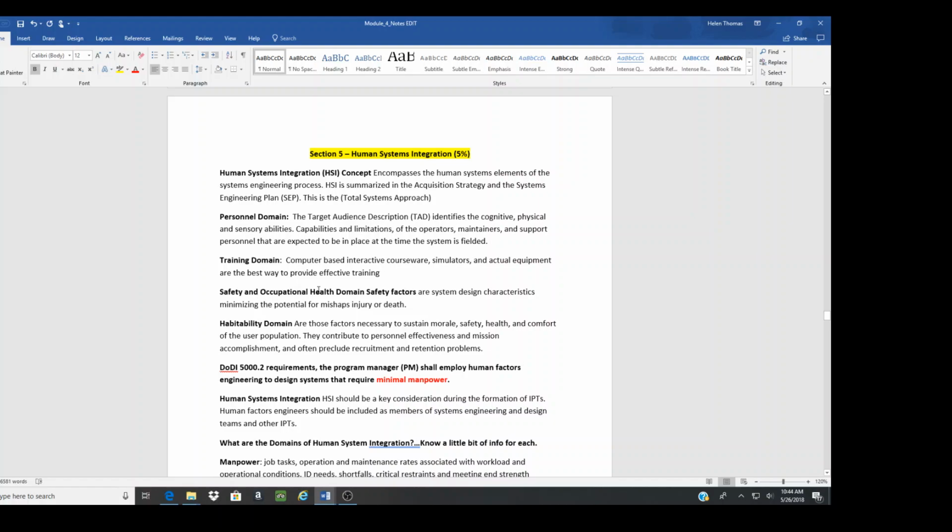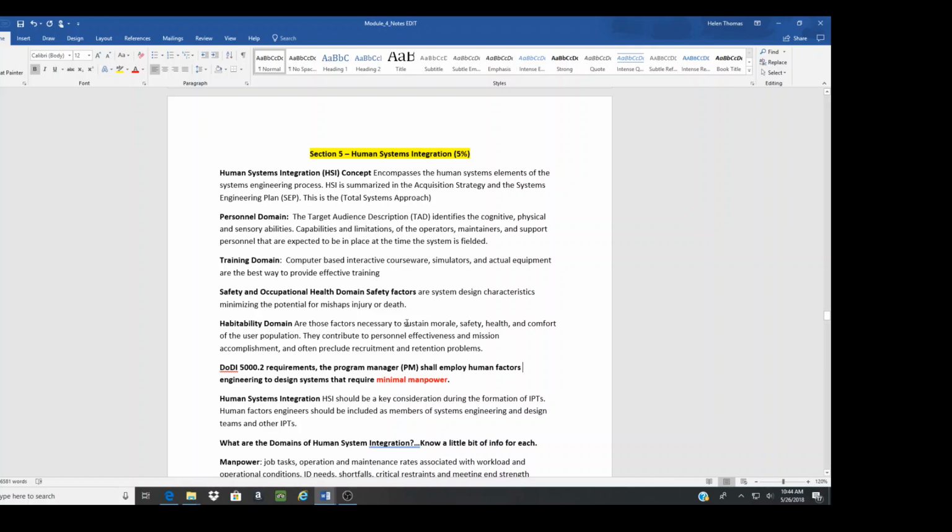Some safety considerations, you have to figure out what safety considerations you have. So you can consider this doing your risk assessment, because once you identify the safety hazard, then you need to minimize the potential. So you figure out what you need to do to minimize the instances where that safety issue will come into play. Habitability domain.